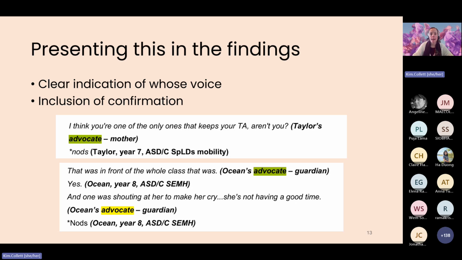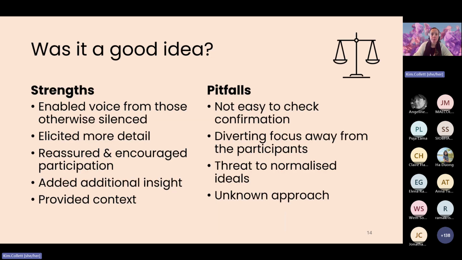So everywhere in the findings where there are quotes or things that are referenced back to the participants, which is a lot because that's the type of research that I did, I made sure that it was very clear who was talking. So the examples on screen here show when it's the advocate, who the advocate was, and also made sure that I included the confirmation, whether it was verbal or non-verbal. And if there wasn't any, then I stated that there wasn't any, just to make it very clear.